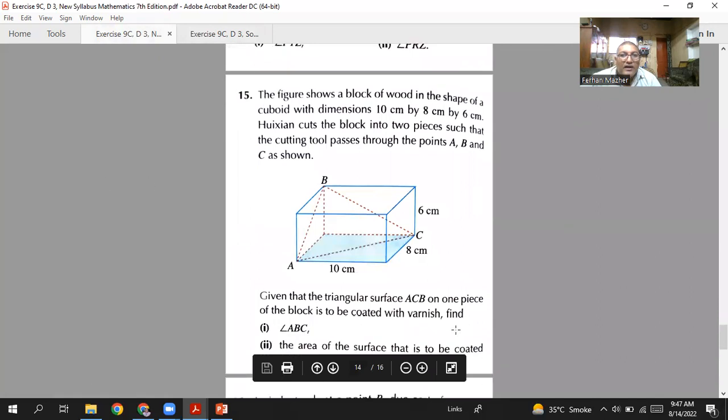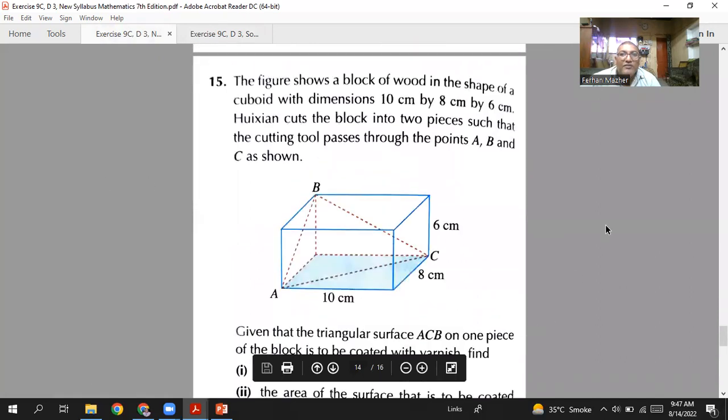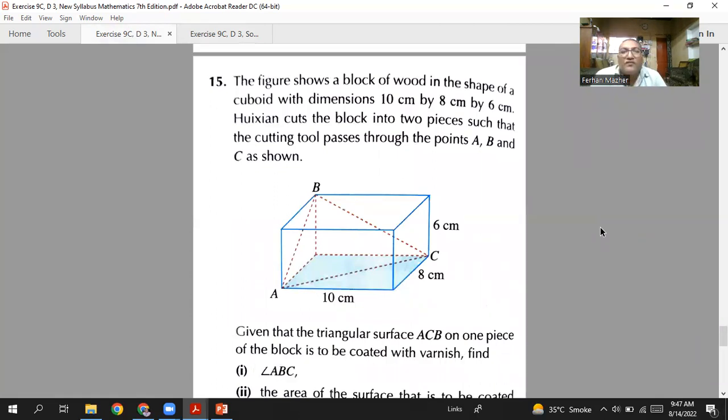Question number 15 is showing up on your screen. It says, the figure shows a block of wood in the shape of a cuboid with dimensions 10 centimeter by 8 centimeter by 6 centimeter. Hussein cuts the block into two pieces such that the cutting tool passes through the points A, B, and C. So it cuts like that, and this dotted line shows that cut.